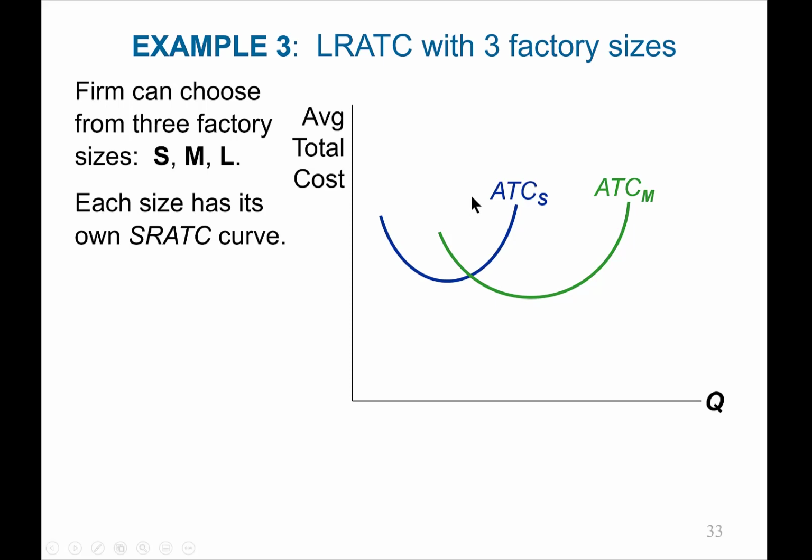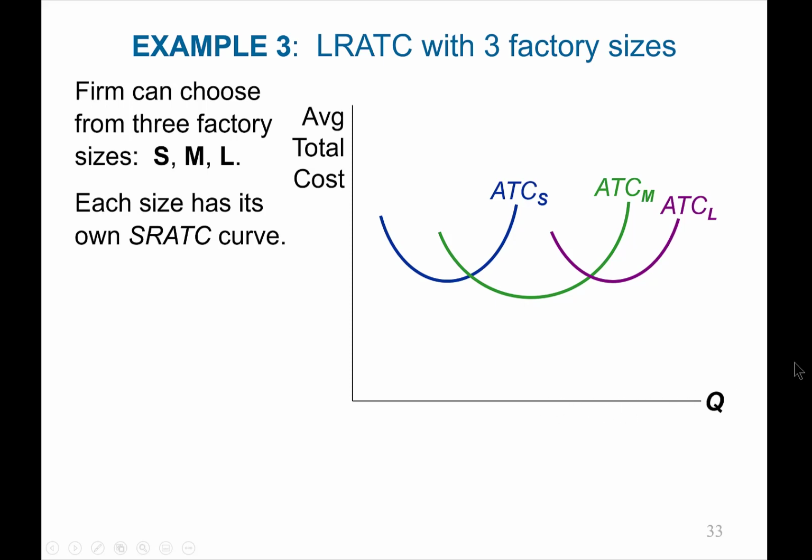So if you want to add an S and an R right here, SRATC, you can, for short run average total cost. That's what these are. Short run small, short run medium. And if you choose to be large in the short run, then this is the average total cost curve to be large, because you're servicing these higher quantities up here.